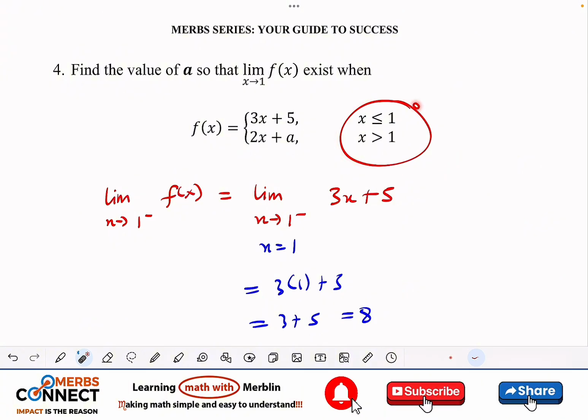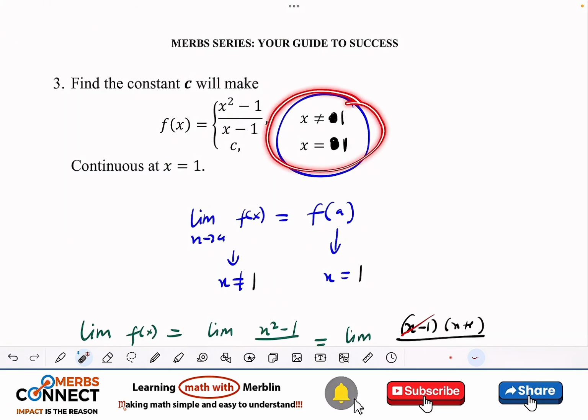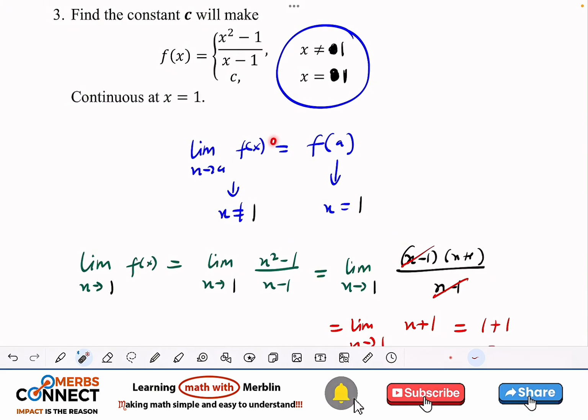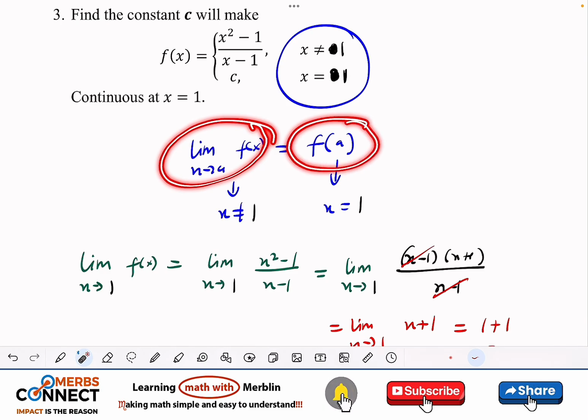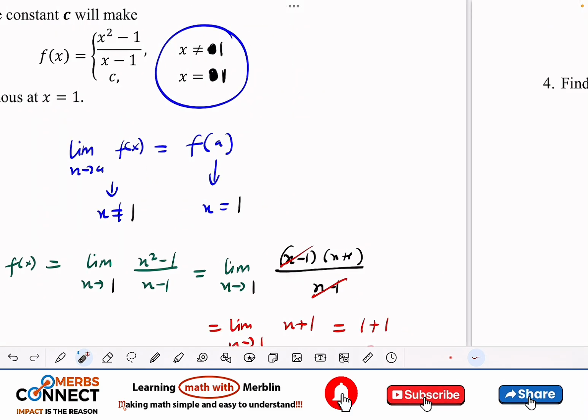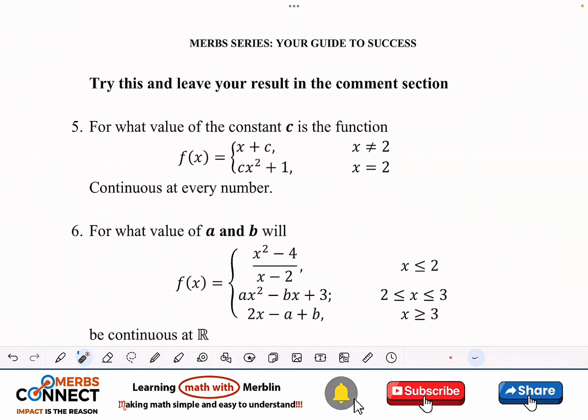So anytime you have something like this, use the idea of the left and then the right, and then you equate them to find a constant. And then when you have something like this, use the last condition that says that the limit of this is the same as when you plug it in, and then you use that one to also solve from there.